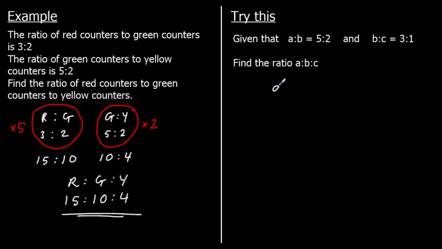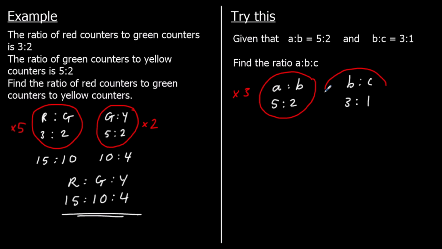So we've got A to B, which is 5:2, and B to C, which is 3:1. We need to make the B's the same. So I'm going to multiply my A to B ratio by 3 and multiply my B to C ratio by 2. So my B's are going to be 6 in both ratios. So A to B is going to be 15 to 6 and B to C 6:2. So both of my B's are now 6.